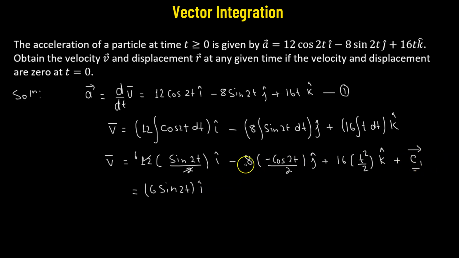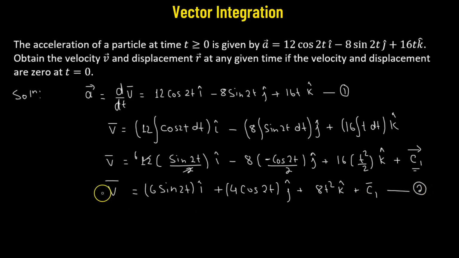Right. So let's continue. We have negative 8 divided by 2, so that's negative 4, but we also have a negative sign here, so this will become positive 4 cosine 2t j cap plus 8 t squared k cap plus c1 vector. So this is the expression for the velocity vector. Let's label this as equation number 2.